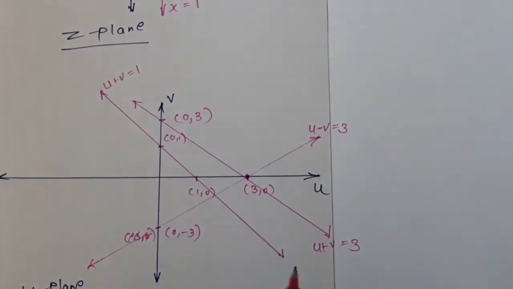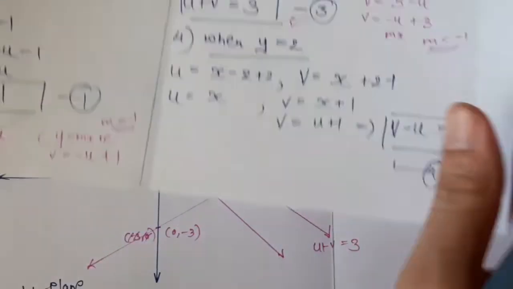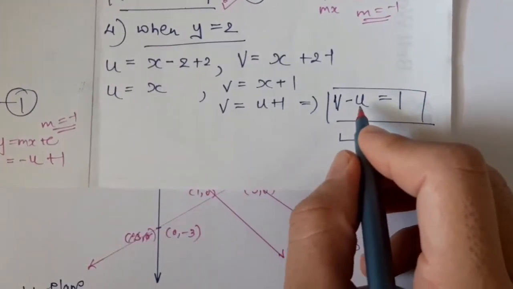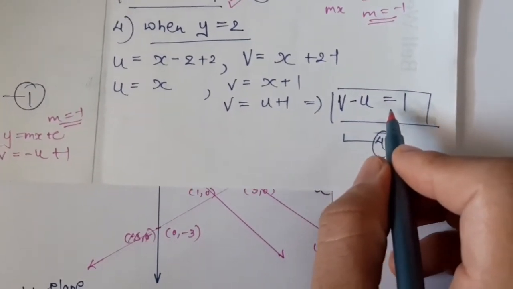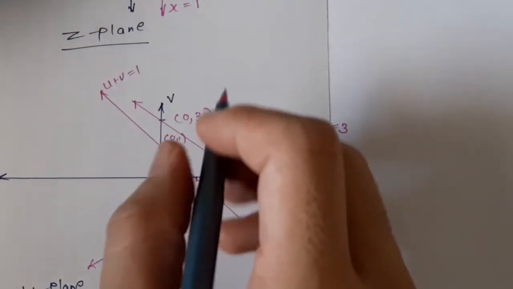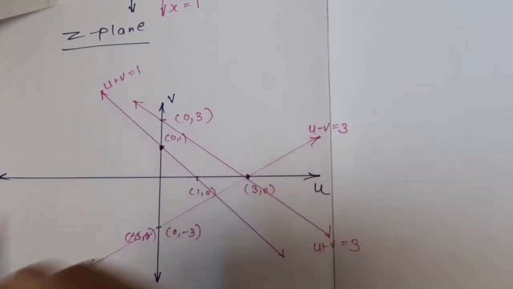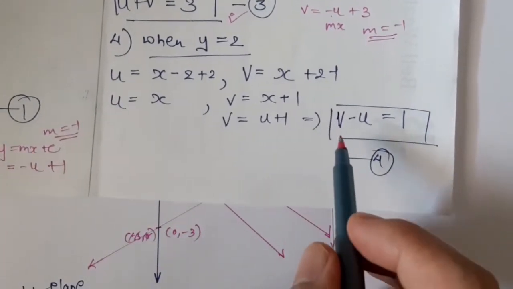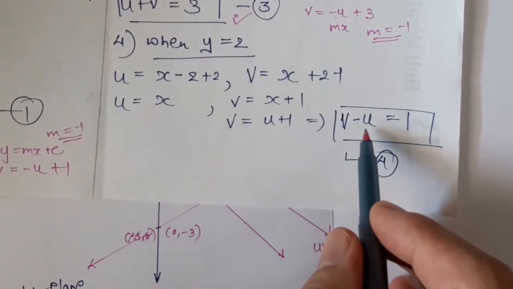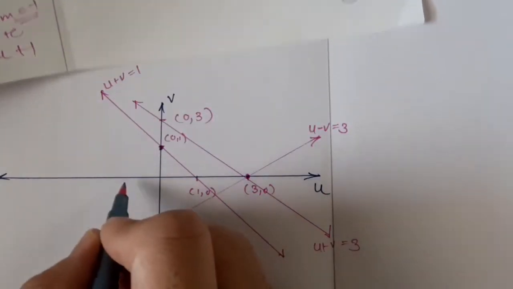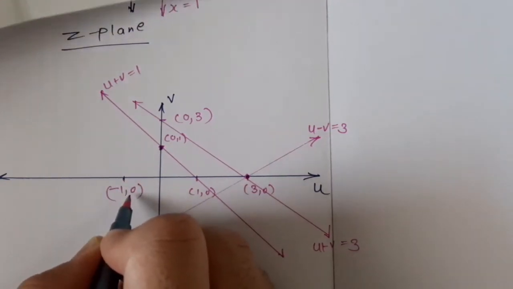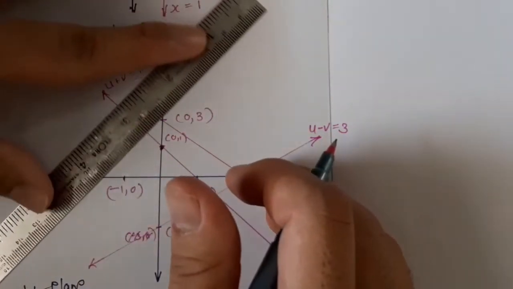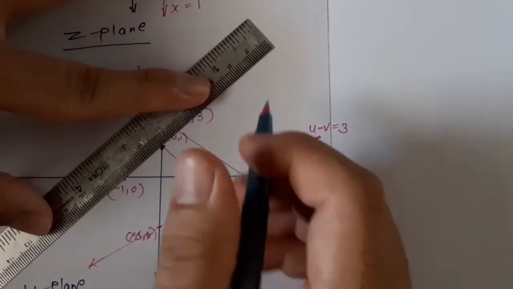Now we will solve the fourth line, that is v minus u equals 1. If we put u equals 0, then we get v equals 1, so the first point is (0, 1). And if we put v equals 0, then we get u equals minus 1. So this is (minus 1, 0), that is u is minus 1 and v is 0. So this is the line.